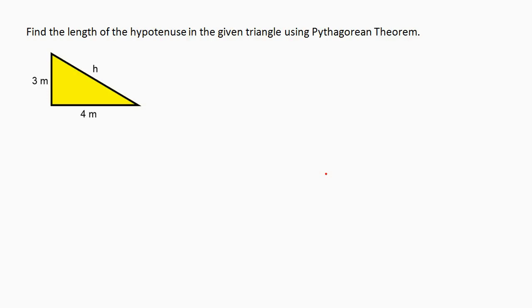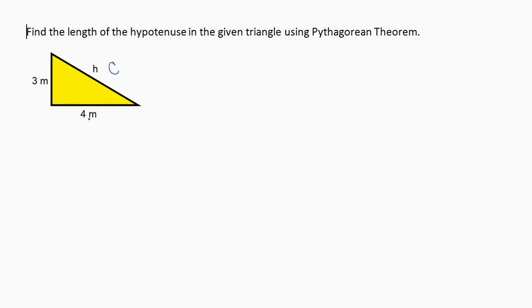Find the length of the hypotenuse in the given triangle using the Pythagorean Theorem. Now for this triangle, you can see that there is no A, B, and C labeled. Instead, there's a 3, a 4, and an H. But you can go ahead and write the A, B, and the C on here. The important one is that C is the hypotenuse.